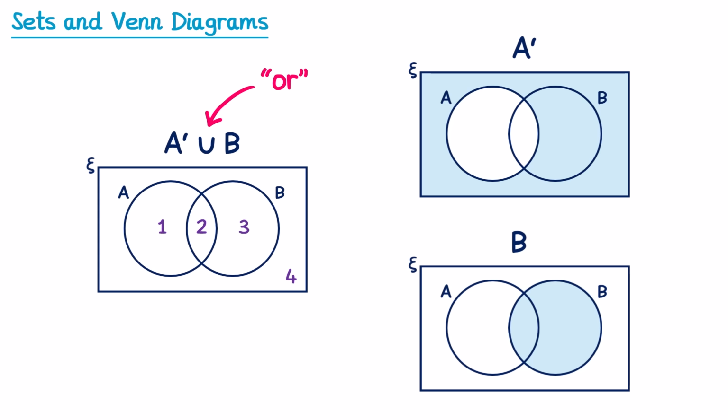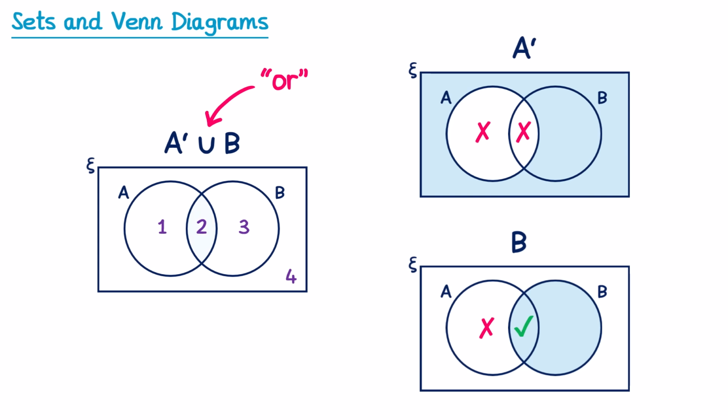Now, when you're looking for a union, you're not looking for something that's in both of those sets. You're looking for anything that appears in either of those sets. So as long as it appears once, we're going to count it in our set. If we look at region 1, it's not in this one, and it's not in this one. So it will not appear in our answer. If we look at region 2, it's not in this one, but it is in this one. So we will include it in the answer.